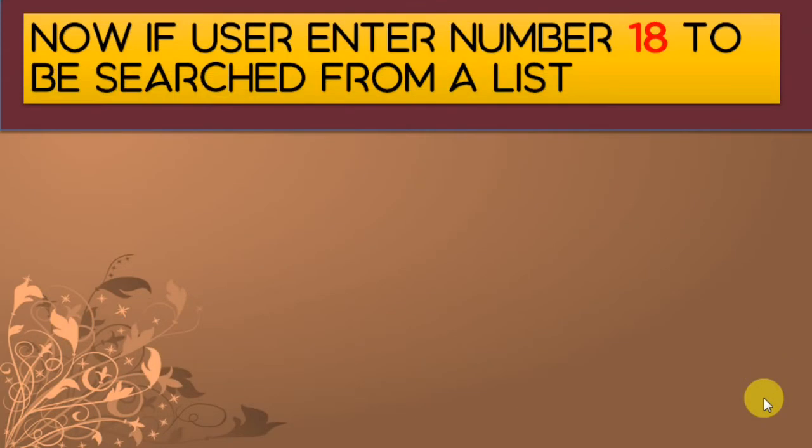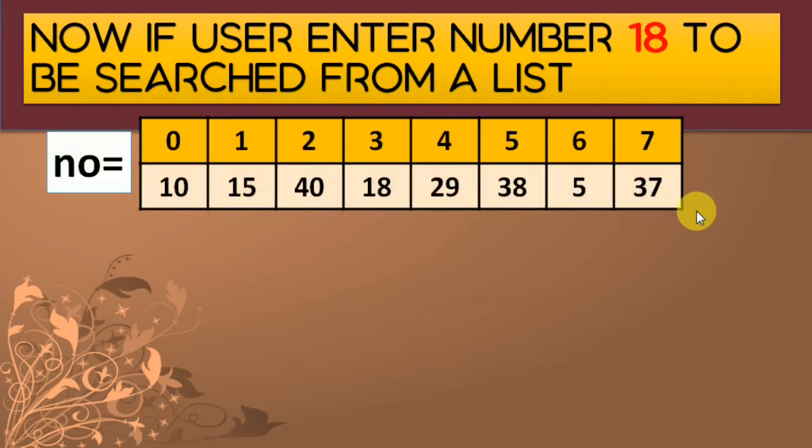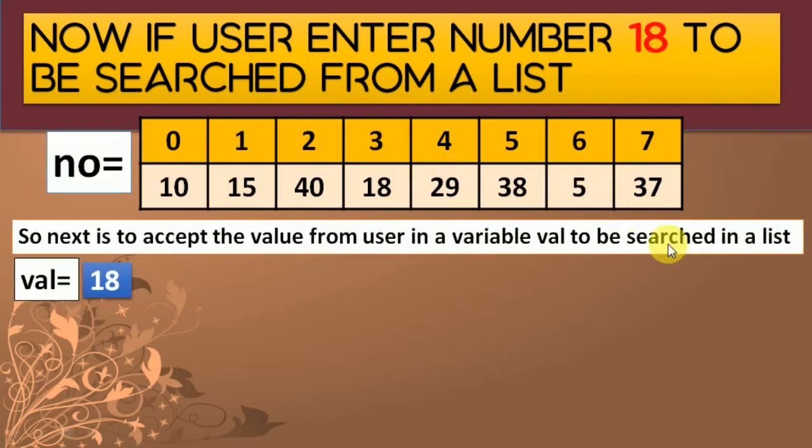Now what I have done, I enter a number that is 18, that I want to search from a list. This is our list, and I want 18 to be searched in this list, and I declare one variable, that is val, that is going to store 18.